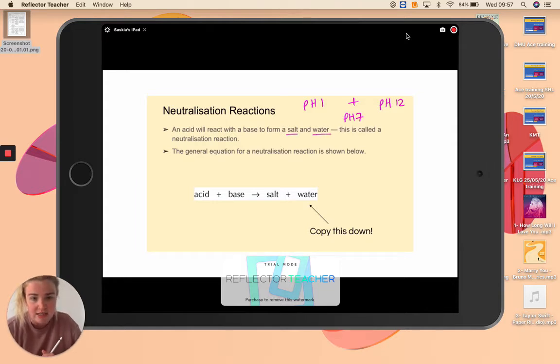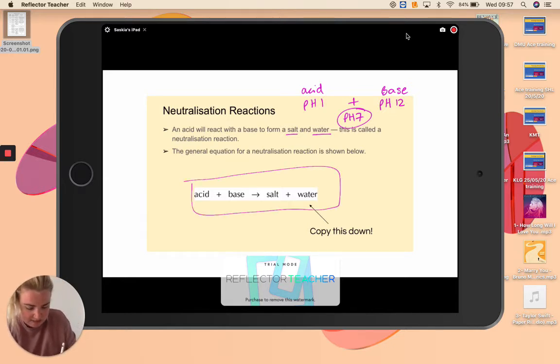This is called a neutralisation reaction. So when you add an acid and a base, you make water, which has pH 7, you also make a salt. The general equation for neutralisation reactions is shown below. Again, we will at some point go through a lot more detail about how you name these salts, but for now, we just want to know an acid plus a base makes a salt plus water. Okay, so don't worry about naming the salts at the moment. Just know that when you add an acid to a base, you make a salt plus water. The water is what gives you that pH value of 7 because it is neutral.